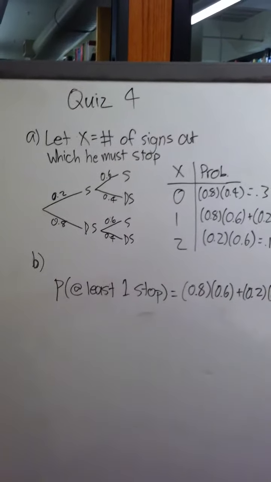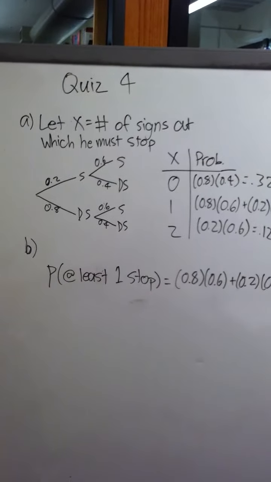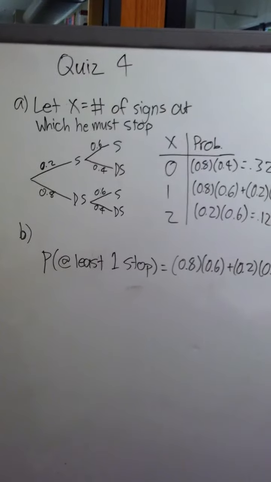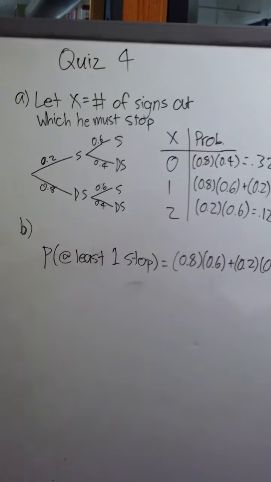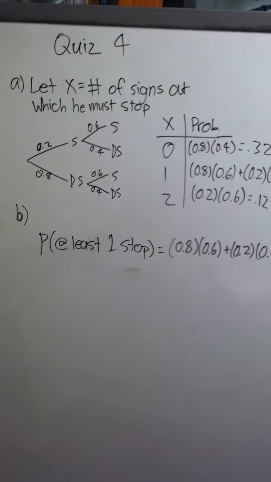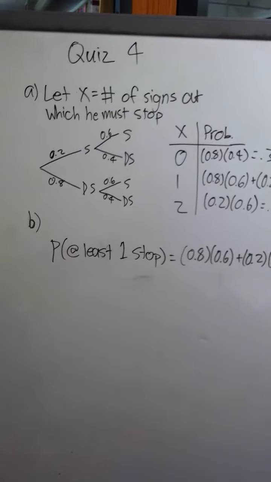I will be doing quiz 4, and the problem states that Pee-wee must pass through 2 stop signs on his bike ride to school. There is a 0.2 probability that he needs to stop at the first sign, and a 0.6 probability that he needs to stop at the second, independently of what happens at the first. Let x equal the number of signs at which he must stop on a given day.